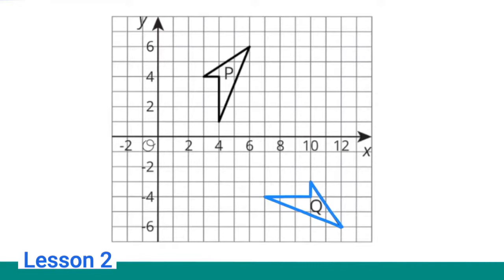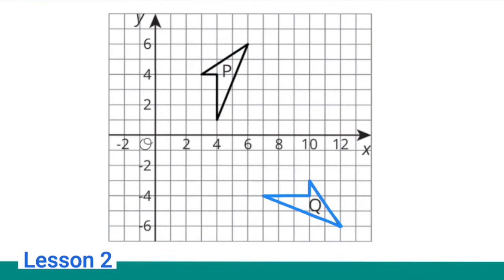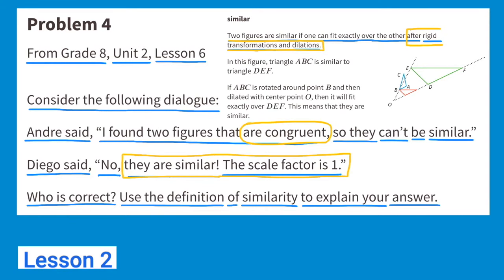Here's a definition of similar. 2 figures are similar if one can fit exactly over the other after rigid transformations and dilations. The 2 figures are congruent, meaning they are the same size and shape. And after a rigid transformation or dilation, with the scale factor 1, they would be similar. So I would agree with Diego when Diego says, no, they are similar, the scale factor is 1.